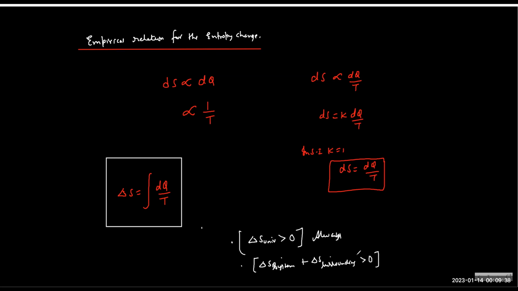Does the surrounding not include everything? No, the surrounding cannot include everything. The universe is everything. So the surrounding is not everything. System and surrounding together is everything. I mean, the surrounding is almost everything, sir. Yeah, it is almost, but not exact.